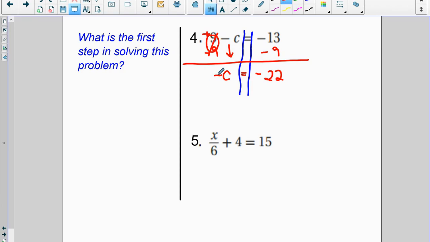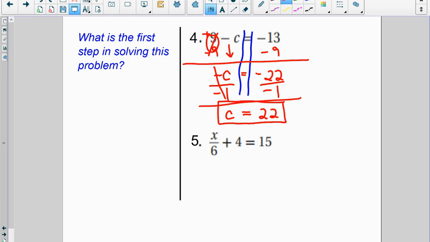Then we have to remember that when a negative sign is in front of a variable, that's the same as saying -1 times that variable. So if we want to undo -1 times c, we're going to divide by -1 on both sides. A negative divided by a negative is a positive, so that's going to leave us with positive c. And on the other side, again, a negative divided by a negative is a positive. That leaves us with positive 22 as our solution.